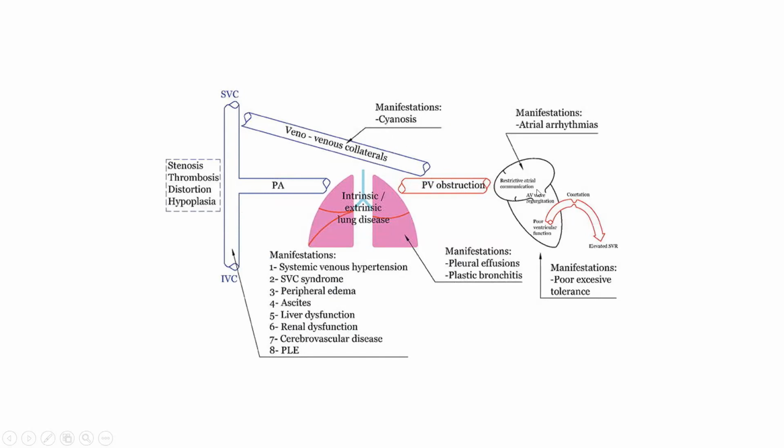Because of atrial remodeling, there might be atrial arrhythmia. Subsequent dilatation of the ventricle might lead to AV valve regurgitation, poor contraction function, and elevation of the SVR. It might manifest as poor exercise tolerance. And because of lymphatic obstruction, there might be pleural effusion and plastic bronchitis.